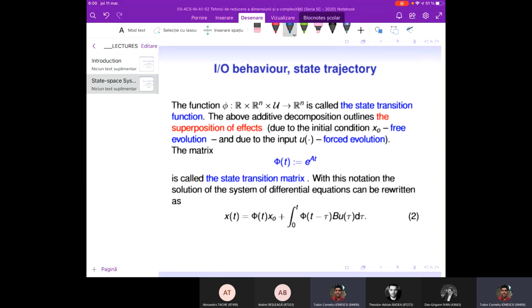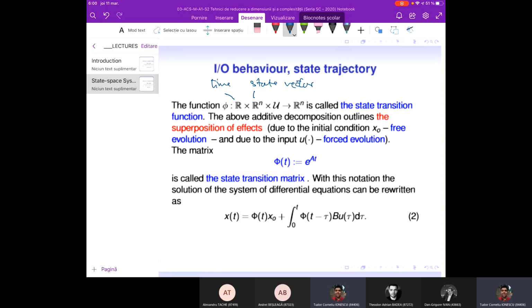This function phi that defines the solution, which is defined on r, this is from the time. So this is the time. This is the state vector. The state vector is called the state transition function. That's how we call it, state transition function.